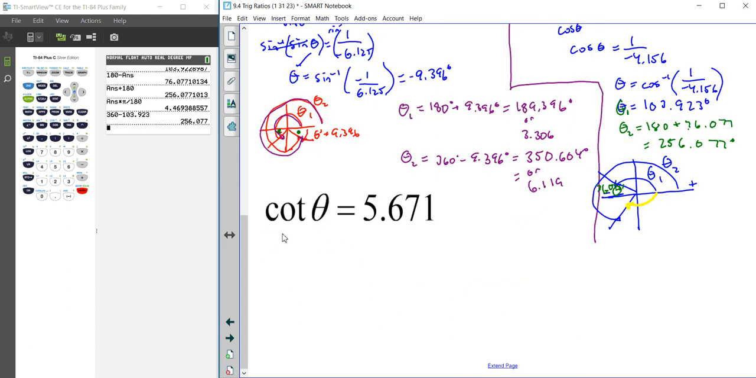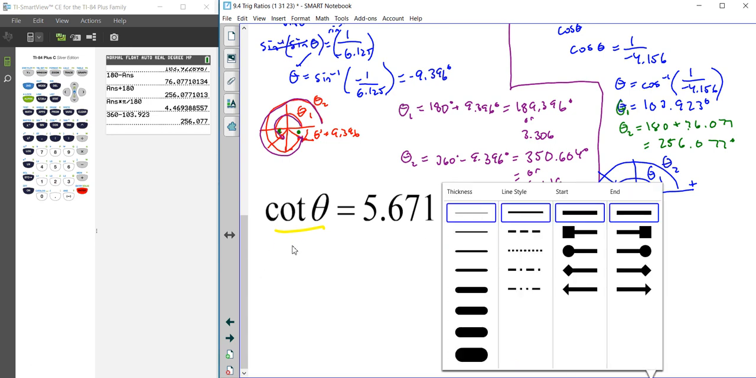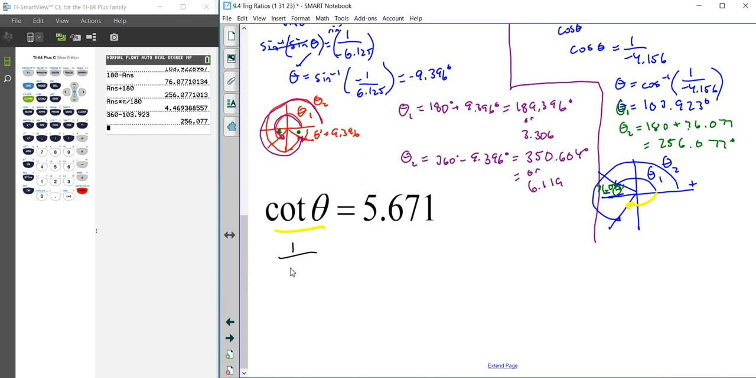So going on to cotangent, we'll go one more time. All right, one more example for you. You can try this if you want to try it at home. Going through this one right here, we know that we have to change this into sine or cosine. We know cotangent is 1 over tangent of theta, and that equals 5.671.